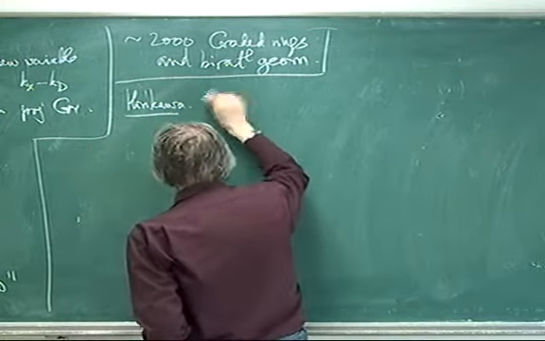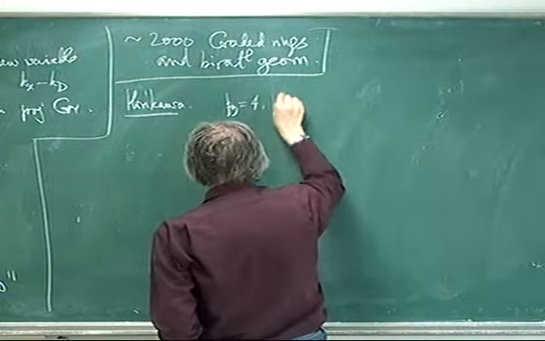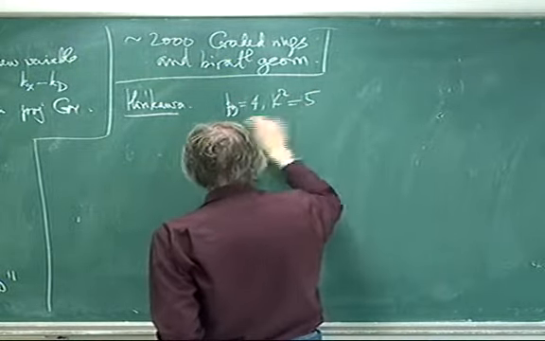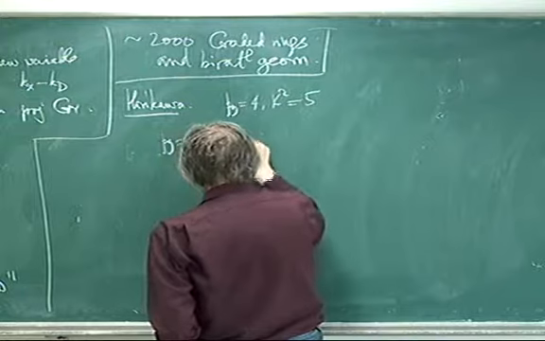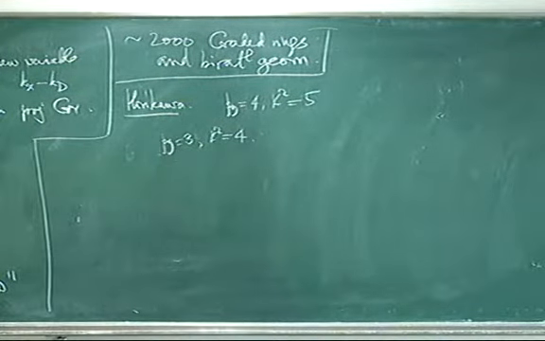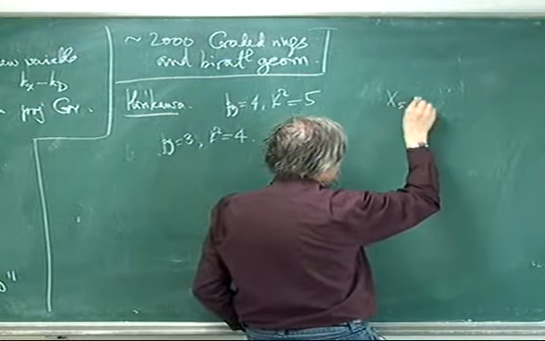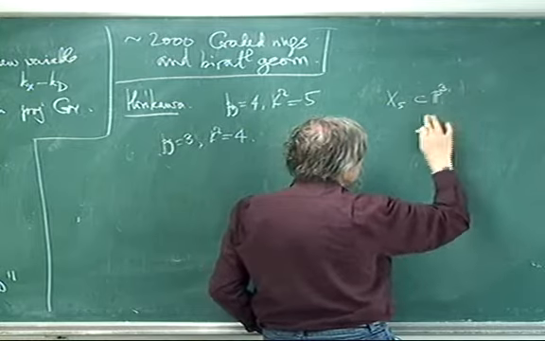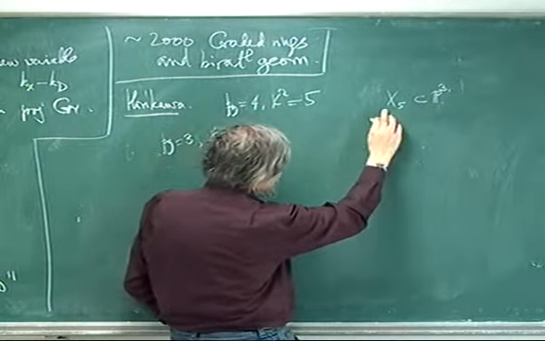Horikawa studies, this is Horikawa's first big paper in this subject, p_g equals 4, K squared equals 5. And then there's another paper which is p_g equals 3, K squared equals 4. The issue is we want to construct every surface with these invariants. Here you can make your surface by taking X_5 in P3. However, it's not true that every surface with these invariants is like this.